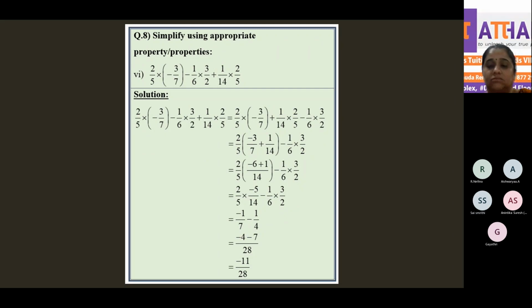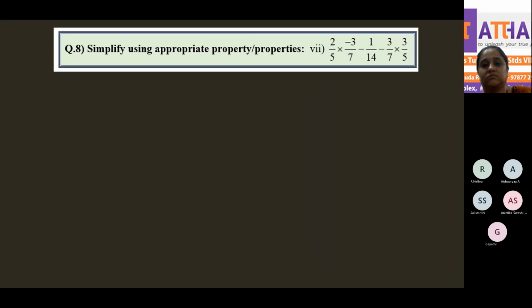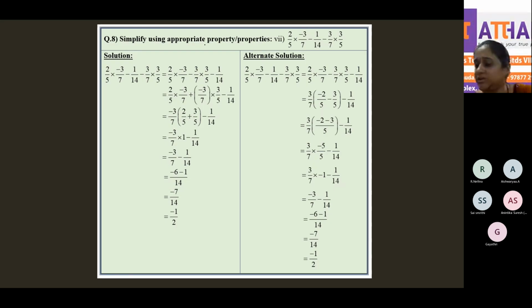Please writing, ma'am. Yeah. You can ignore the alternate method, children. Just follow this one. Let's finish it.